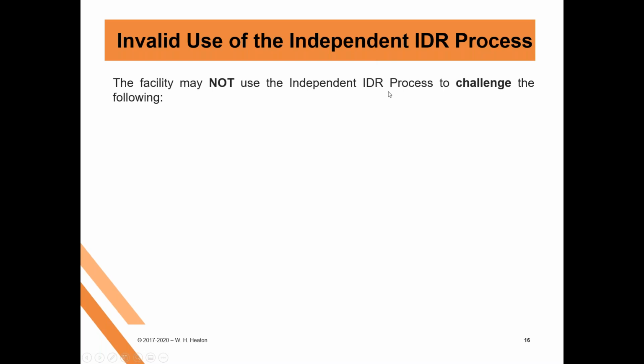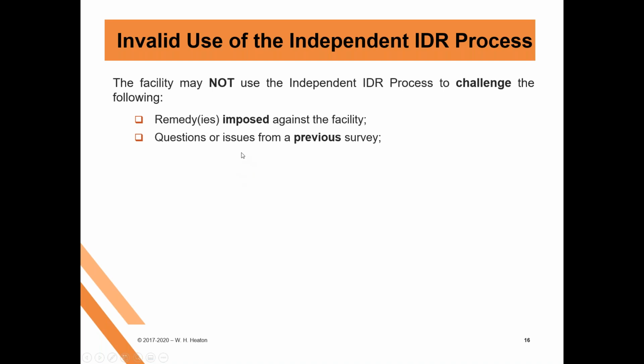Invalid use of the independent IDR. Greg touched on that. What you cannot do: you cannot challenge the remedies imposed against the facility. You can challenge the deficiency, the survey tag number, but you cannot challenge the remedy. You cannot question issues from a previous survey. Nothing from a previous survey will be permitted. You cannot dispute deficiencies when a CMP is not imposed. So if it's something other than the CMP, you cannot challenge that.